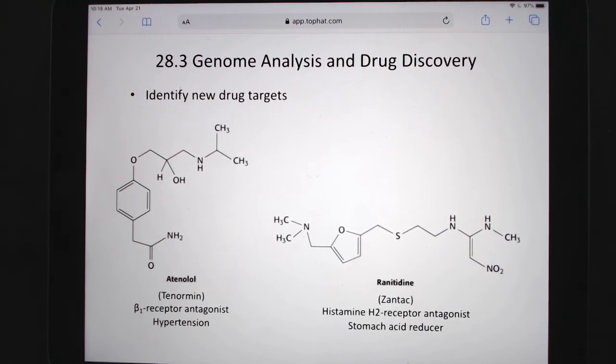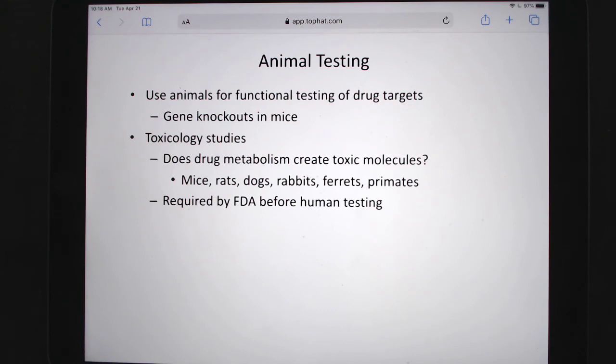Can you figure that out? It's not always easy. It's rarely easy. But you can come in and figure this out. And so, for hypertension and these sorts of things, you can figure out the new targets.